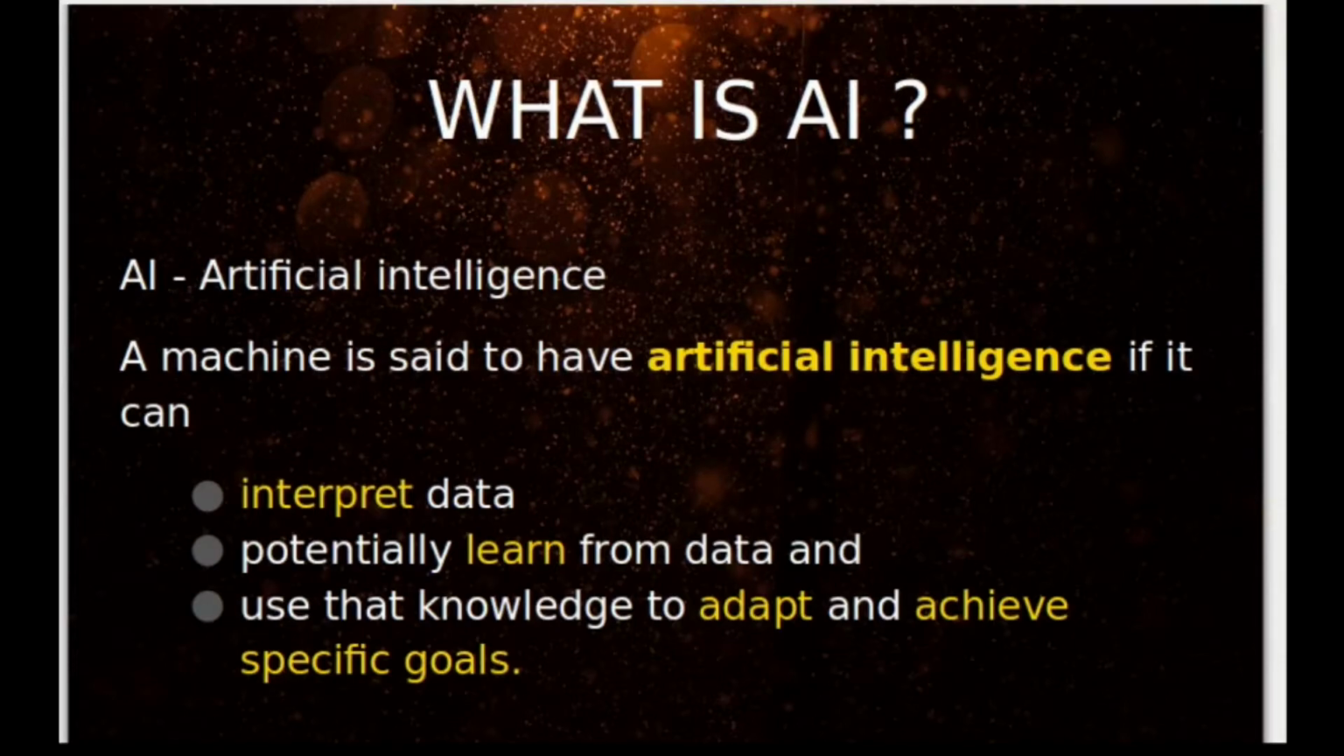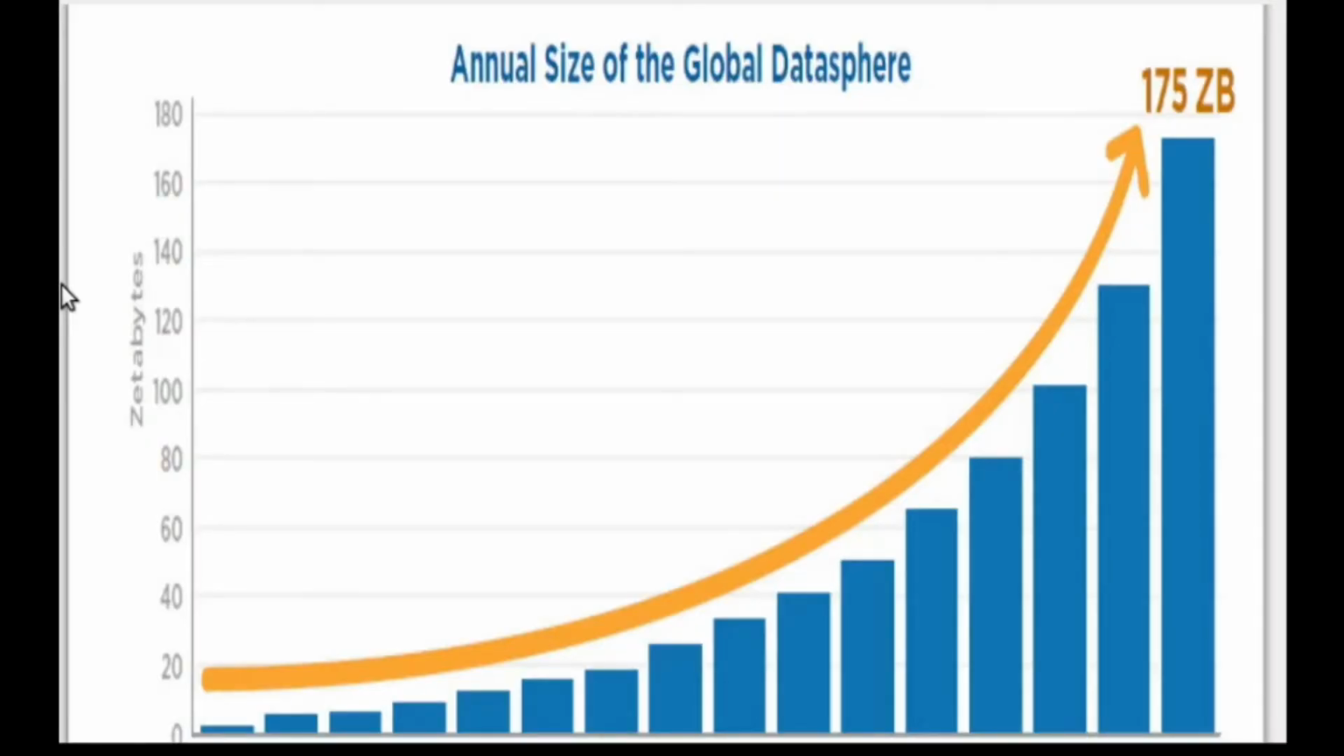So what we need next, we have to record our speech. That is what I am doing now, and I am going to present the PPT. So the topic is, what is AI? AI means artificial intelligence. A machine is said to have artificial intelligence if it can interpret data and so on. You can move the slides also as you wish, back and forward.